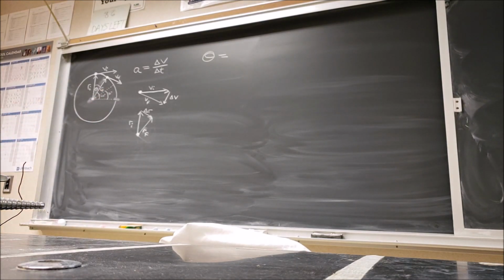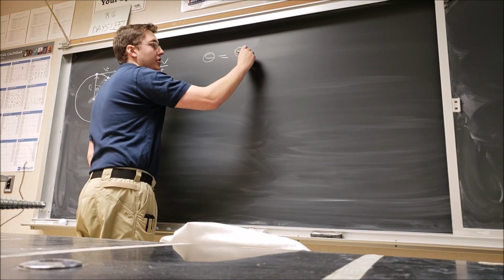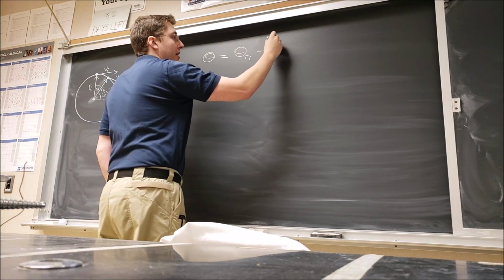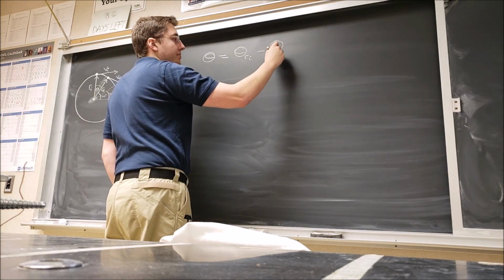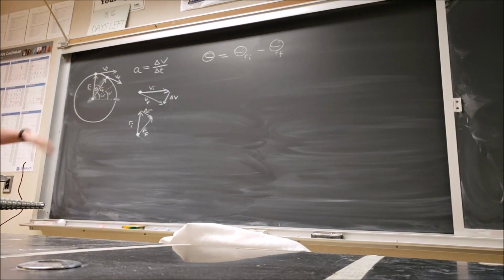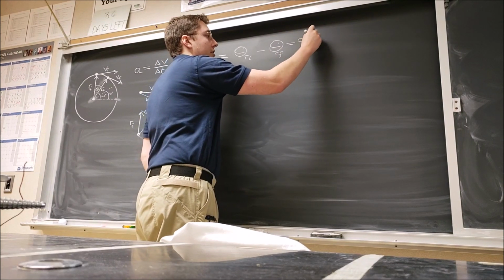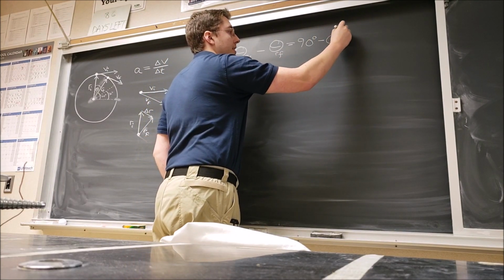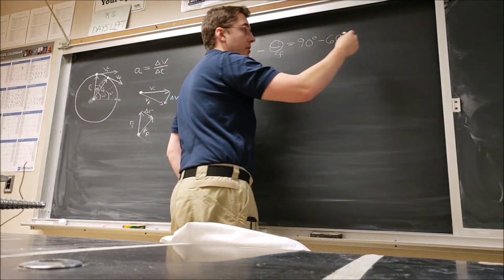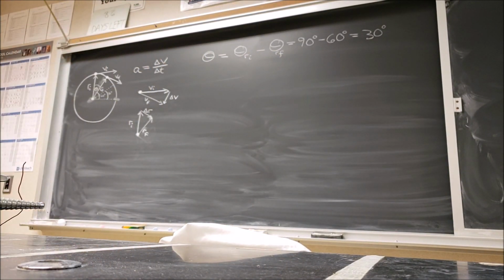So what would theta be? 30. Now there's a couple different ways we can do that. We can just say that's equal to whatever the angle is at our initial position minus whatever the angle is at the final position. At the initial position it's 90, right? 90 degrees minus 60 degrees, which we already said was 30 degrees. So that's kind of what was going through his brain when he said that, I think.